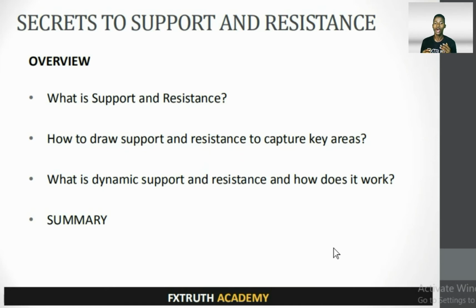So we're going to be seeing what is support and resistance, how to draw support and resistance to capture key areas in the market, what is dynamic support and resistance, and how does it work. And at the end of today's class, we're going to be having a summary of what we've learned here.